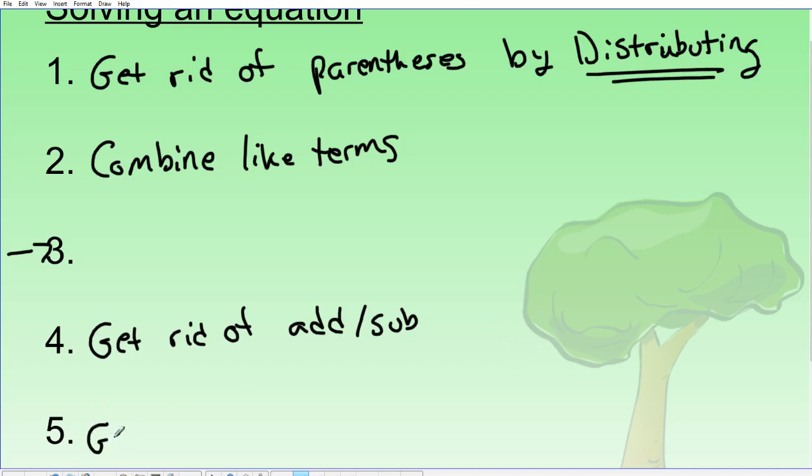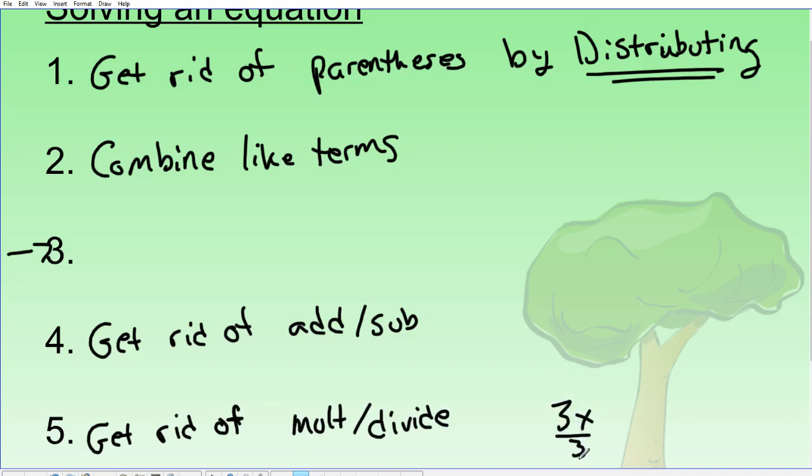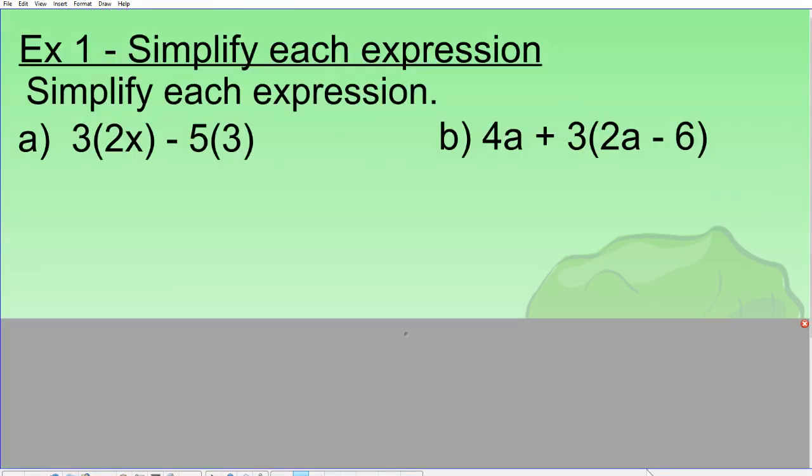And the last step is we're going to get rid of the multiply or divide. Again, that is also by doing the opposite. So if the problem has, say, 3x, we would divide by 3. Up here, if it was, say, 5x plus 12, we'd get rid of the add 12 by subtracting 12 on both sides. Okay? So let's get into it.